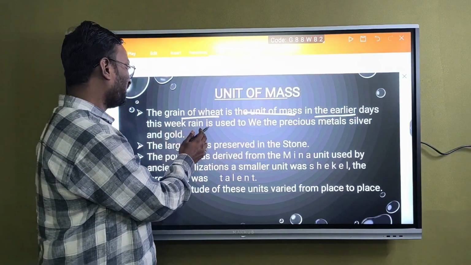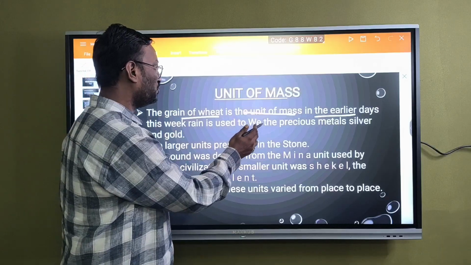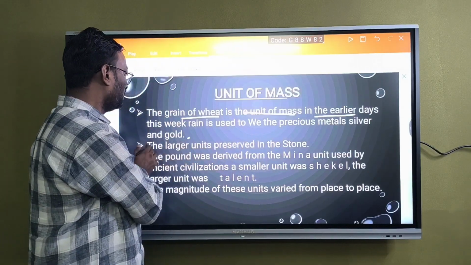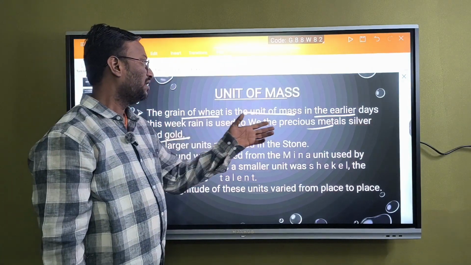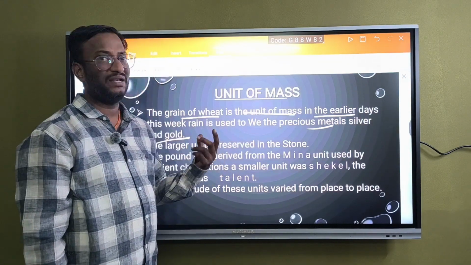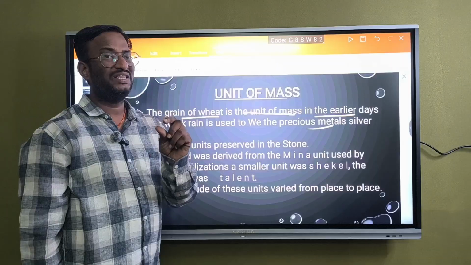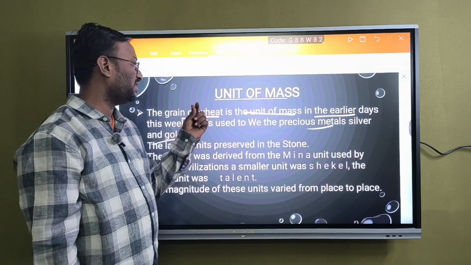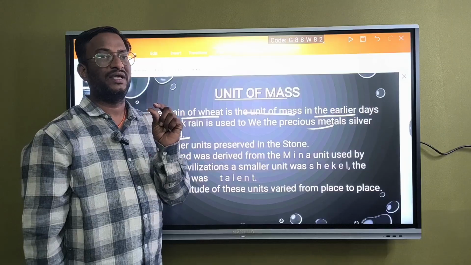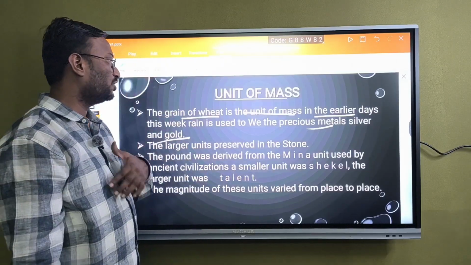This wheat grain was used for precious metals like silver. I mean, in order to weigh precious metals like gold and silver, diamond, etc., they used what is known as wheat grain. Okay, so in order to measure that.